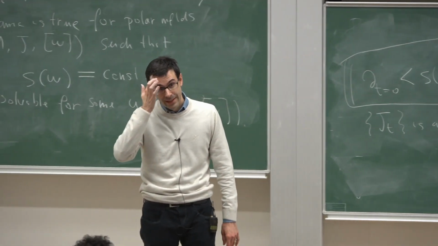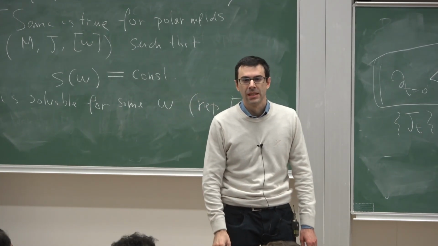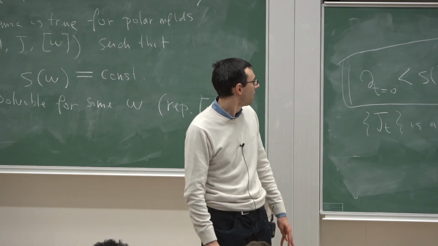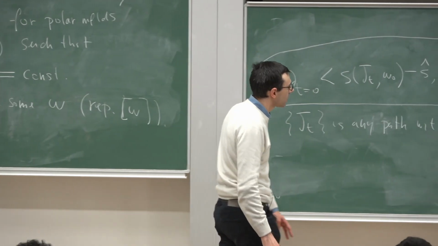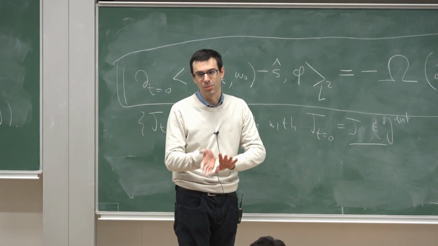Anything else? Please. So in this last line, you put that J should be integrable. Yeah, that's true. The whole path is inside the integrable locus.